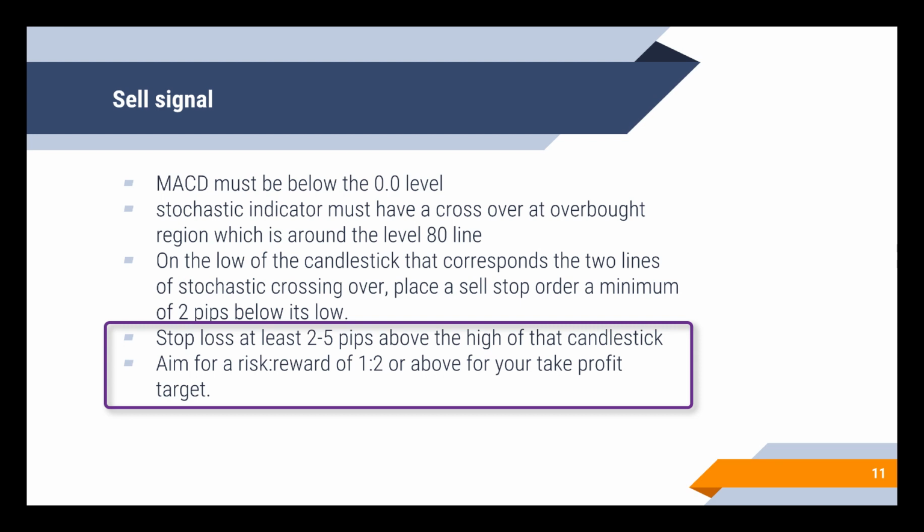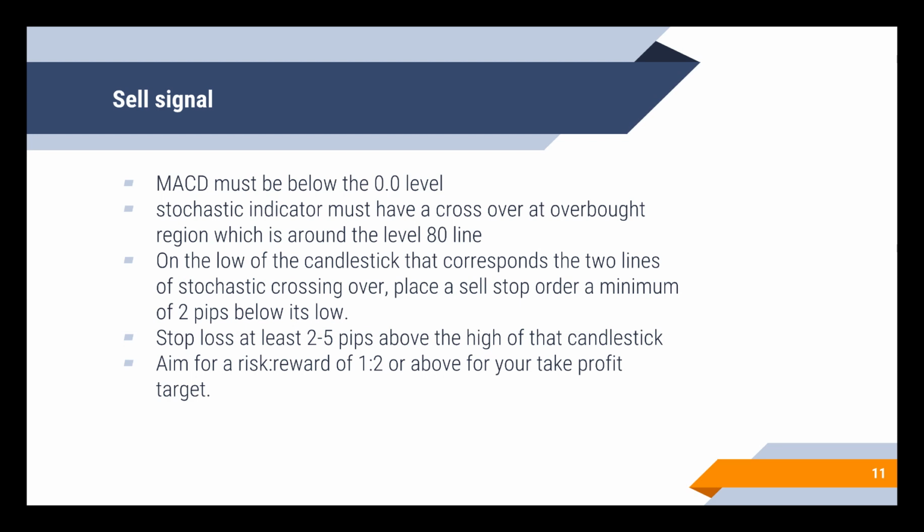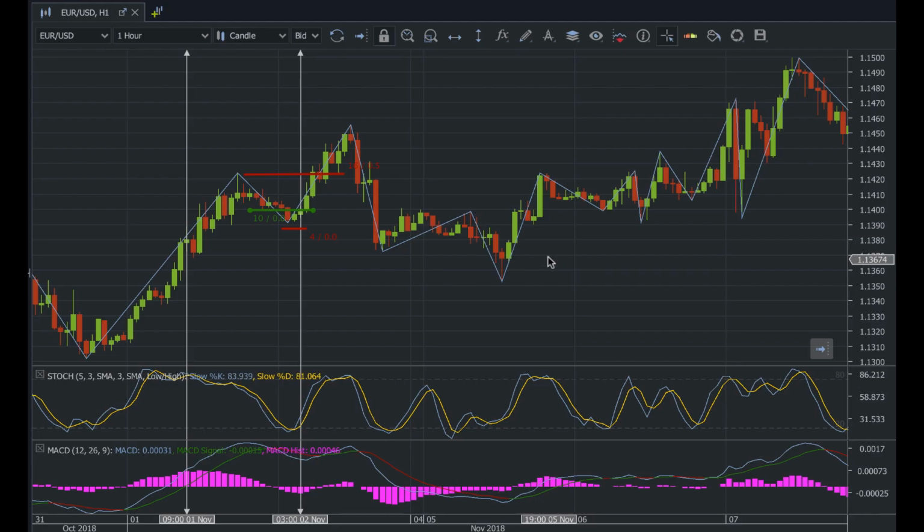Place your stop loss order at least 2 or 5 pips above the high of the candlestick. But if you see that it is going to be too close to the entry price, then look for the nearest swing high and place it 2 pips above it. Aim for a risk reward of 1 to 2 for your take profit target. Another option is to use the previous swing low as your take profit target level. So let's find it on a chart.